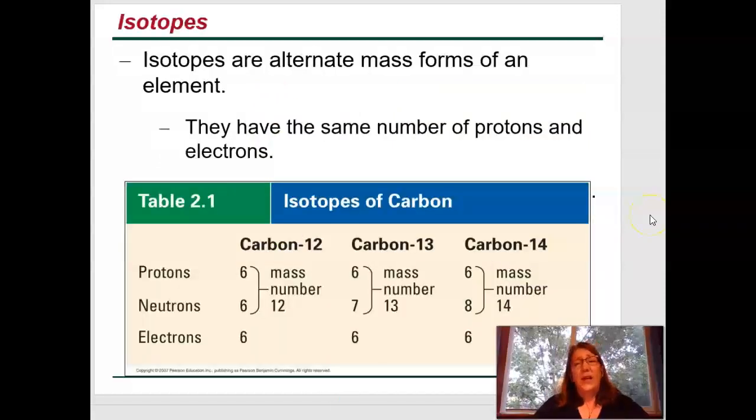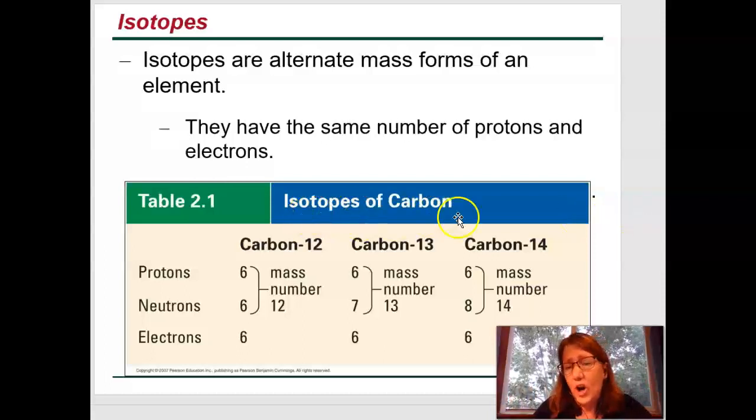Now, this is when we can get a different number of neutrons, when we have something called an isotope. So this is the next term on our study guide. What is an isotope? It's an alternate mass form of an element. So they have the same number of protons and electrons, but they have different numbers of neutrons.